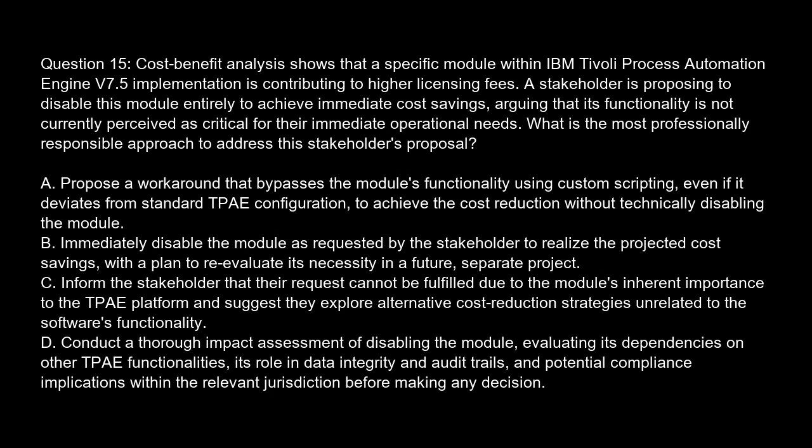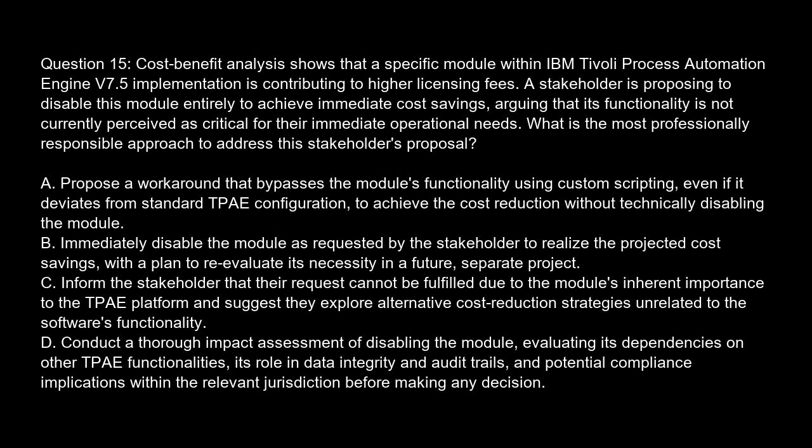Option A. Propose a workaround that bypasses the module's functionality using custom scripting, even if it deviates from standard TPAE configuration, to achieve the cost reduction without technically disabling the module. Option B. Immediately disable the module as requested by the stakeholder to realize the projected cost savings, with a plan to reevaluate its necessity in a future, separate project.